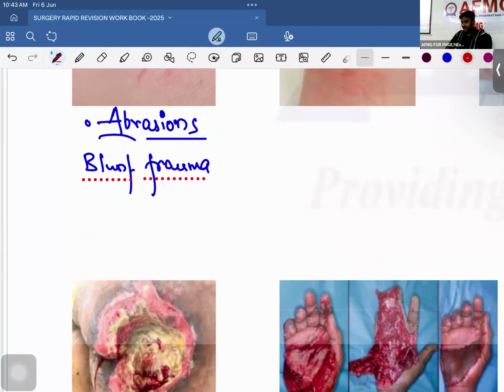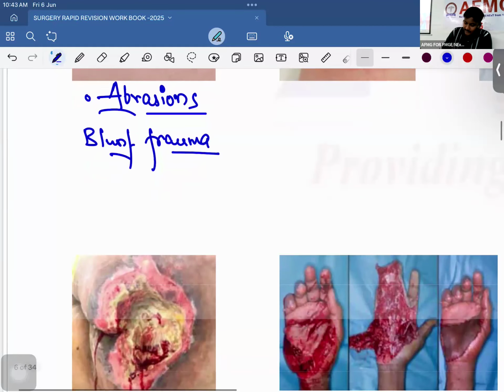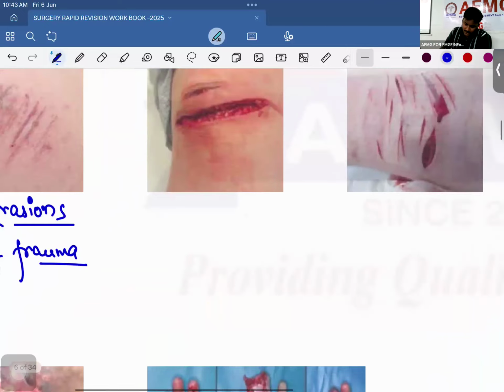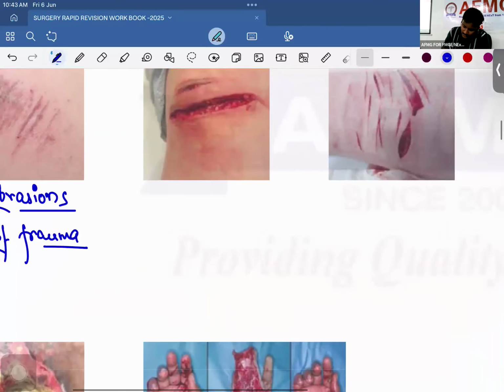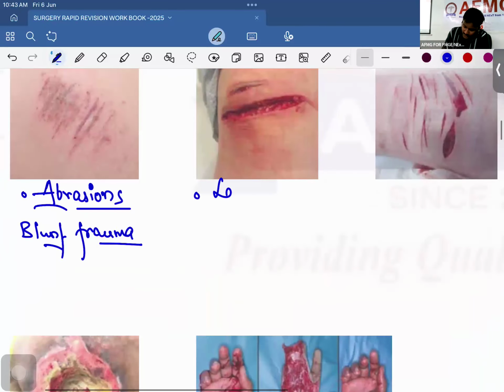In road traffic accidents, beta, abrasions are commonly seen, and the common abrasion seen in a road traffic accident is called gravel rash. We know the most common type of abrasion seen in RTA is called gravel rash, beta. Next important, this injury is known as a laceration. So we call it a laceration or a lacerated wound, beta.